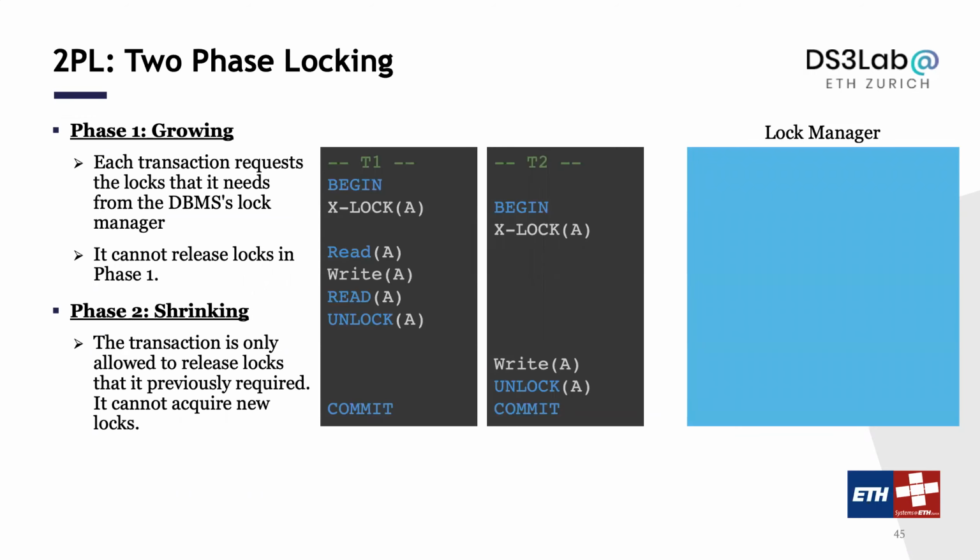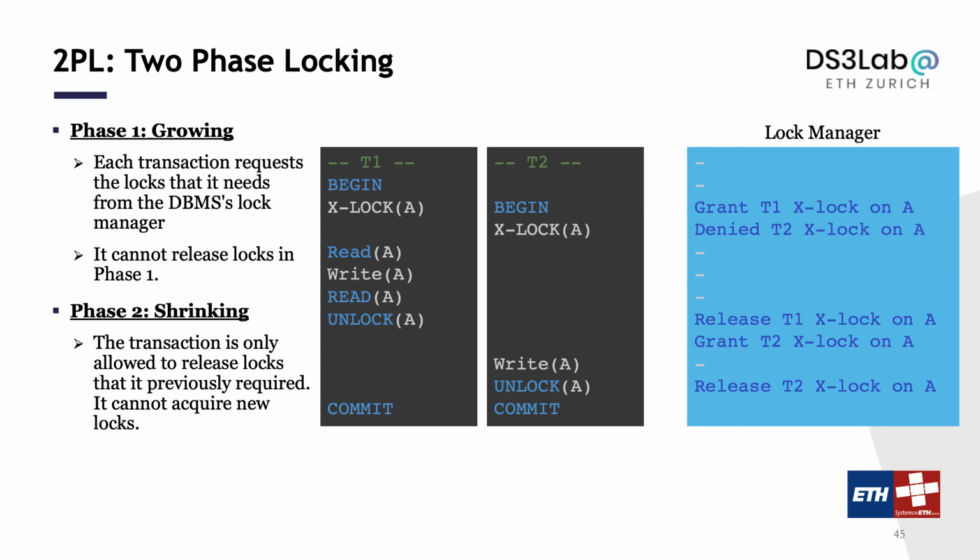So let's look at one example. Here, I have T1 and T2. T1 first acquires an exclusive lock on A. T2 acquires an exclusive lock on A, gets denied. T1 does whatever, releases the lock. T2 gets the lock, does something, releases the lock, both commit. So this is one example of a schedule that is allowed by two-phase locking, right?